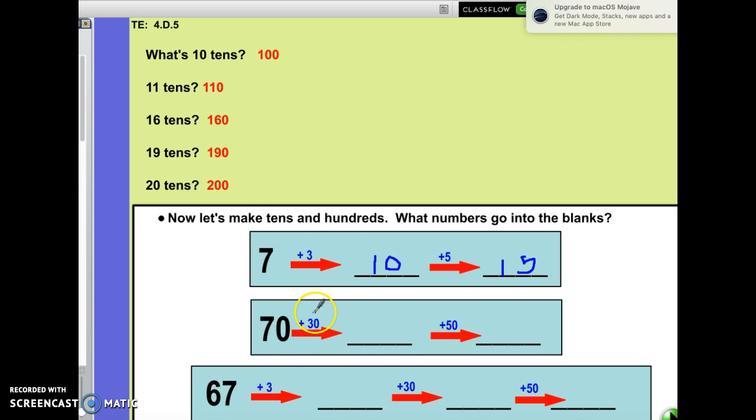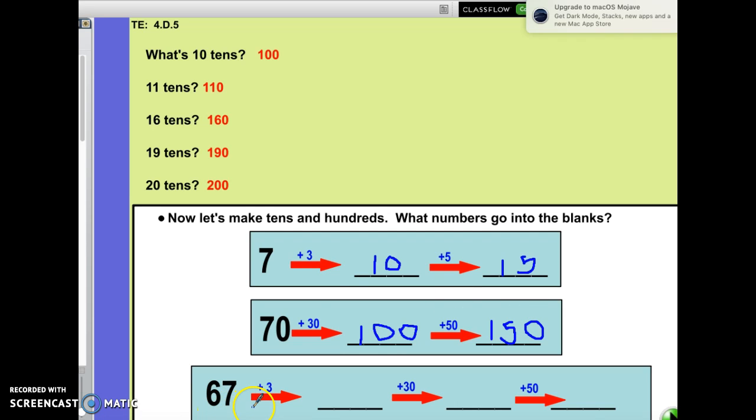70, arrow, plus 30, then write a blank. An arrow plus 50, and write a blank. So we have 70 plus 30 equals 100. And then 100 plus 50 equals 150. Excellent. Okay, I want you to do this bottom one on your own. Pause the video and come back when you're ready, okay?